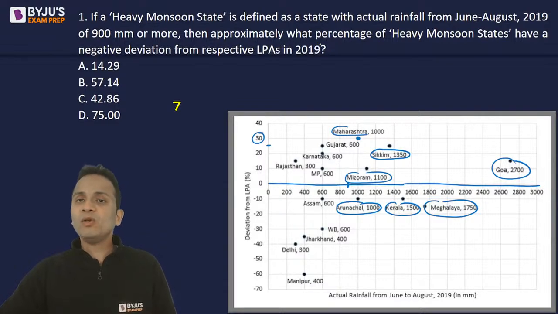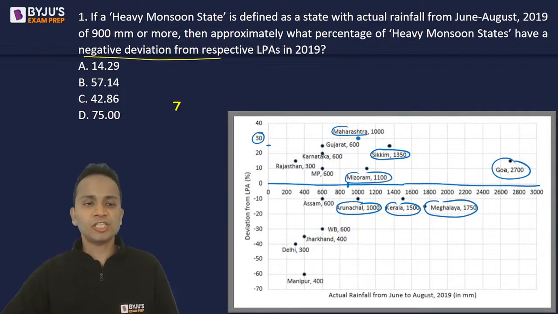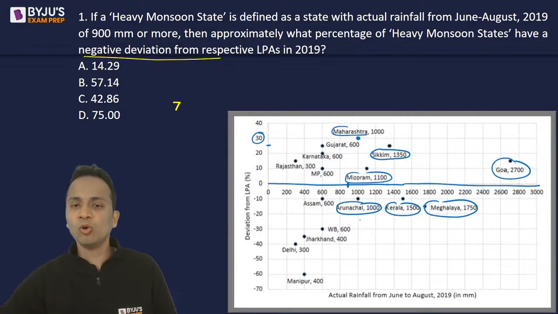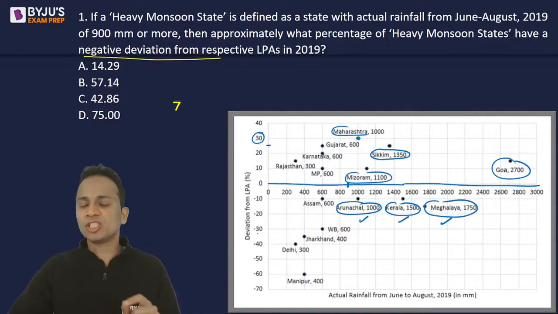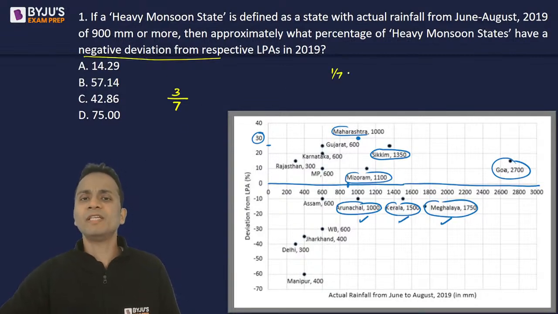So, approximately what percentage of heavy monsoon states have a negative deviation? Negative deviation is for the 3 states which are lying below the blue line that I have made. These 3 states are Arunachal, Kerala, and Meghalaya. So, I can say that 3 out of 7 states have negative deviations from LPA. So, I'll have to convert this into percentages. 1 by 7 कितना होता है, 14.28.